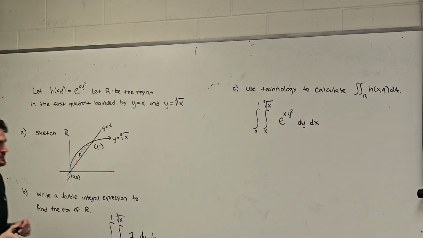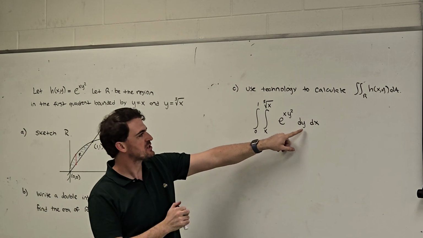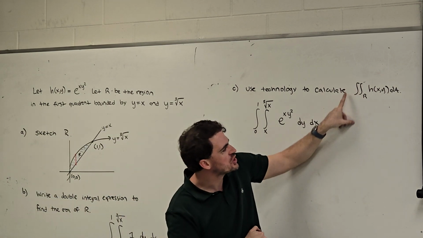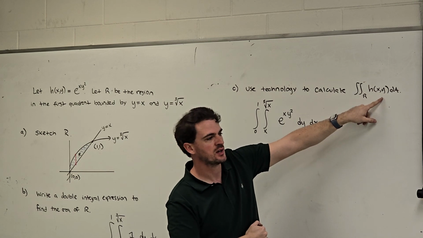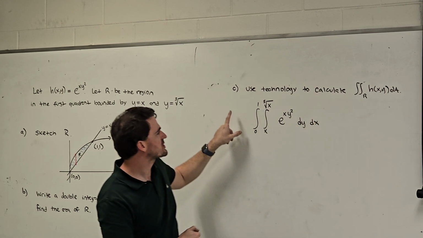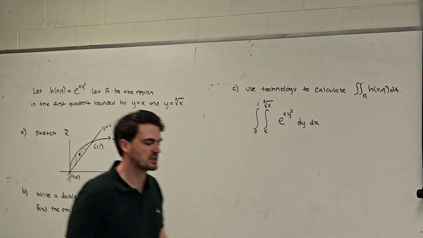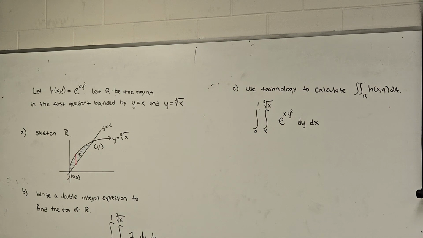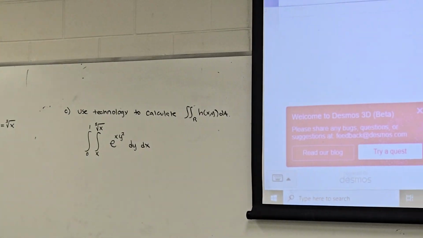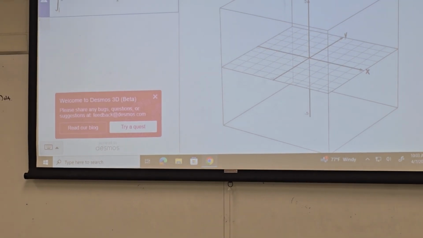Something important to note, you can't use that dA notation here. That's only when you're writing this general region notation, when you're just saying, over the region R. But this question says use technology, so we're going to run over to Desmos. It actually does not matter if you do this in Desmos 2D or 3D, because we're just using a calculator feature, not a graphing feature.